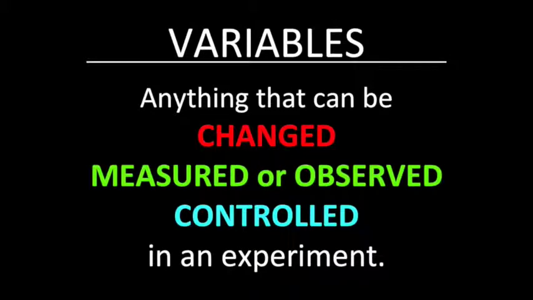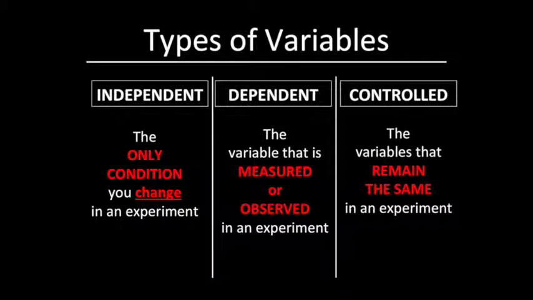Variables are anything that can be changed, measured or observed, and controlled in an experiment. Okay? And the types of variables that we have, okay, the independent variable is the only condition that is changed in the experiment, only one, remember. The dependent variable is the one we measure. After we change the independent variable, we look at what changes as well, okay?